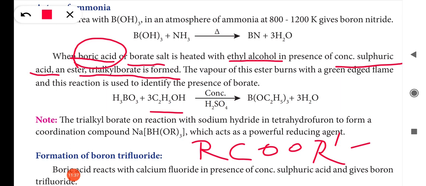You can use borate salt also for the formation of inorganic ester. Borate salt heated with ethyl alcohol in the presence of concentrated sulfuric acid gives the ester trialkyl borate. This is trialkyl, with alkyl groups. The vapor of this ester burns with a green edged flame. This reaction is used to identify the presence of borate.